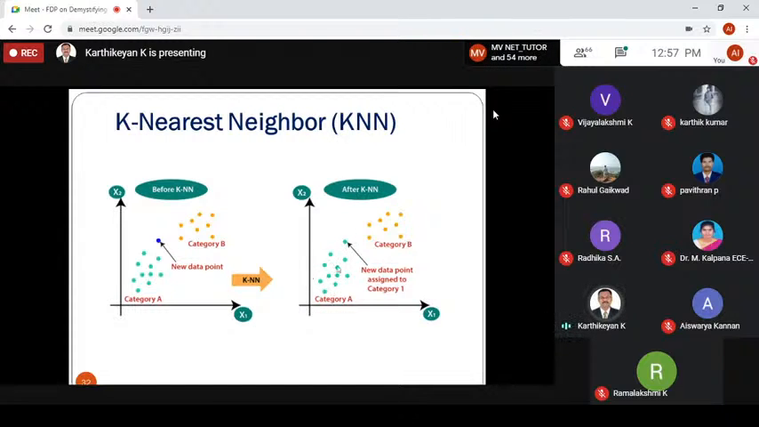Of course, if this is assigned to this group, naturally this centroid point will vary. Those are all implementation parts. We will do it in Python, and at that time we will try to understand what happens here. Now this is about the nearest neighbor algorithm, or simply the KNN model.